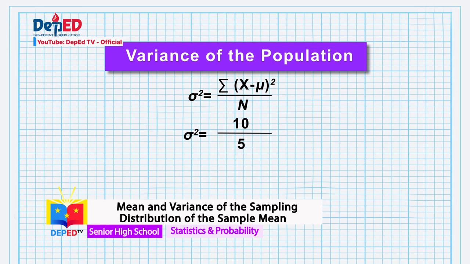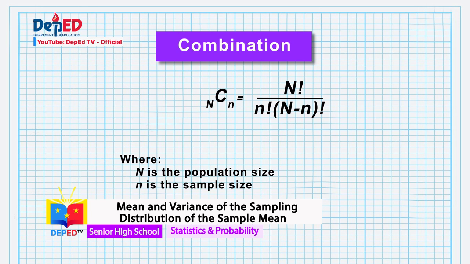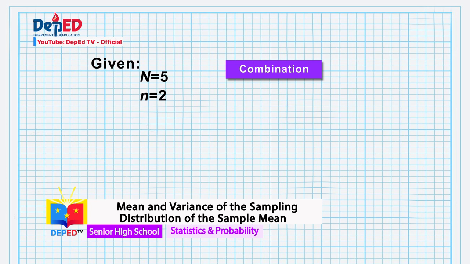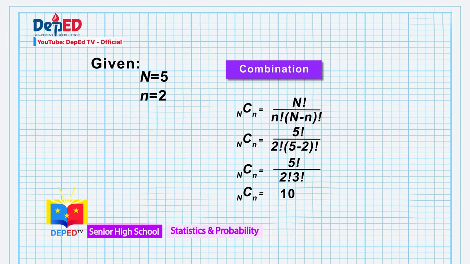The third step is to determine the number of possible samples of size n using the combination formula, where uppercase N is the population size and lowercase n is the sample size. Since the sample size consists of 2 sections, let's look at all possible combinations. In this case, the population is 5 and the sample is 2. Using the formula, we have 5 factorial in the numerator and 2 factorial times quantity 5 minus 2 factorial in the denominator. Thus, 5 factorial over 2 factorial times 3 factorial, which is equal to 10. Or we can use our calculator. In this case, we key in the values. Based on the computation, there are 10 possible samples of size 2 that can be drawn.